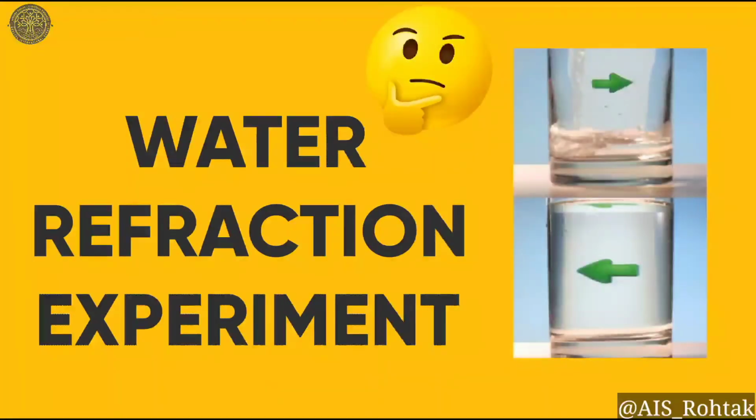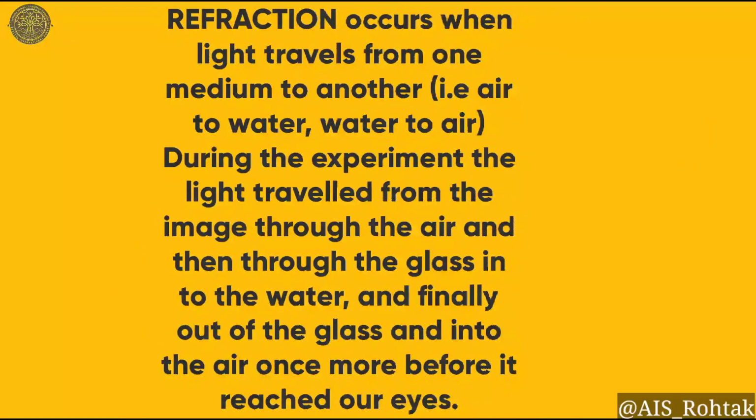And do you know, students, why all these images are getting reversed? I tell you, in this experiment, the water acts as a magnifying glass. And refraction occurs when light travels from one medium to another. That is, air to water and water to air. During the experiment, the light traveled from the image through the air and then through the glass into the water and finally out of the glass and into the air once more before it reached our eyes.